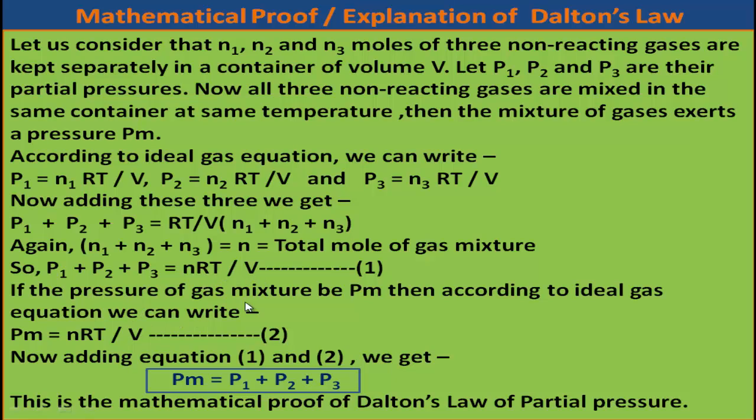Now if the total pressure of the gas mixture is Pm, then according to the ideal gas equation again we can write Pm equals nRT divided by V. So now if we compare these two equations, we will get Pm equals P1 plus P2 plus P3, and this is the mathematical derivation of Dalton's law of partial pressure. Here you can see the total pressure of the mixture is equal to the sum of the partial pressures of each component gas.